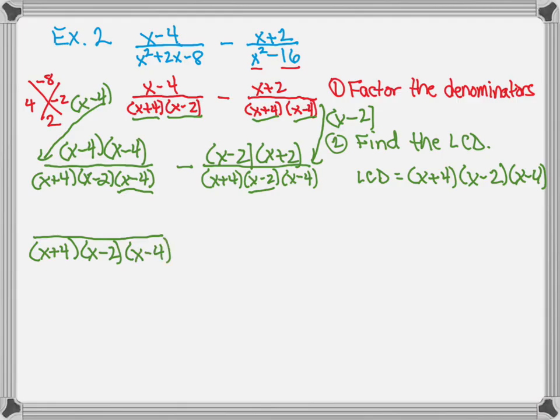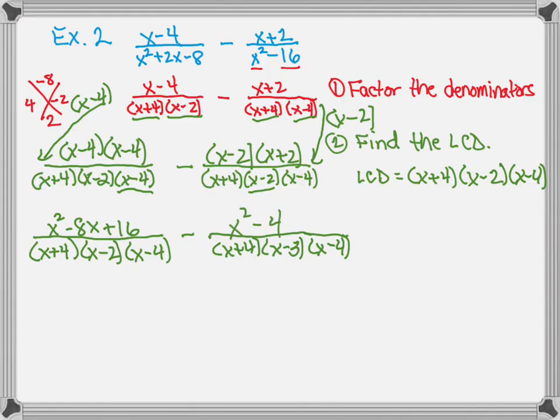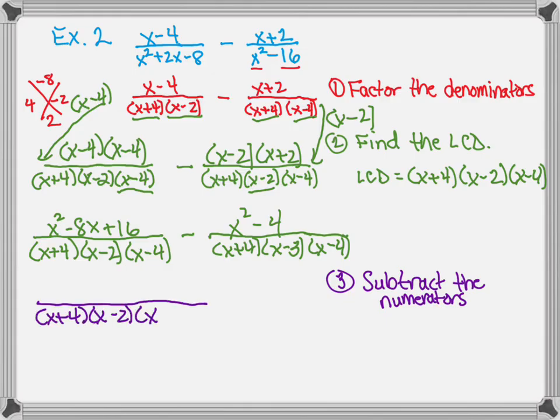Okay, so let us multiply. So my numerator, when I simplify that, I get x squared minus 8x plus 16. In my second fraction, when I multiply out x minus 2 times x plus 2, I get x squared minus 4. So now we will subtract the numerators. So I'm going to write it as one fraction with the denominator of x plus 4 times x minus 2 times x minus 4. I'm going to start writing my first numerator, x squared minus 8x plus 16.